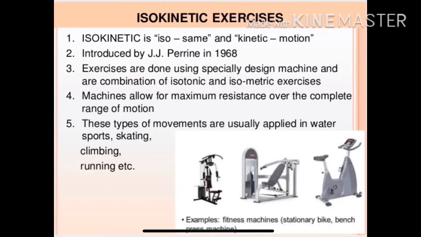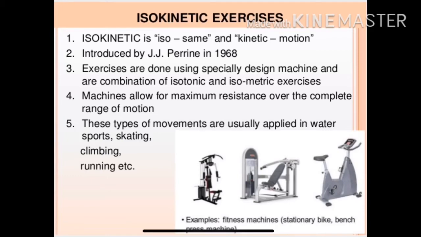So the third and the last exercise for improving strength is isokinetic exercises. As we have studied in the previous two exercises, iso means same but kinetic means motion. This exercise was introduced by J.J. Parini in 1968. These exercises are done using specially designed machines and are a combination of isotonic and isometric exercises.